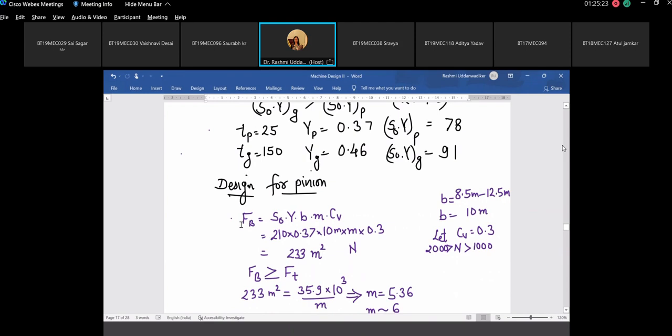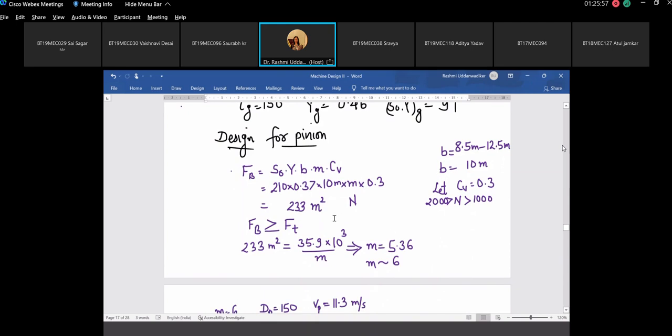Then we start with the beam strength by this modified Lewis form equation with CV. Initially, because M is not known, Vp is not known, so we assume the value of CV based on the RPM of the pinion, which is 0.3. The value of B is also not known, so we just take some range between the minimum to maximum, that is 10 times M. The value of Y you know, the value of S0 you know, so this is an approximate value of FB. Because CV is approximated and B is also an assumed value, it is not the exact value. And to get a range of M, we equate FB with FT. So ideally FB should be greater than or equal to FT.